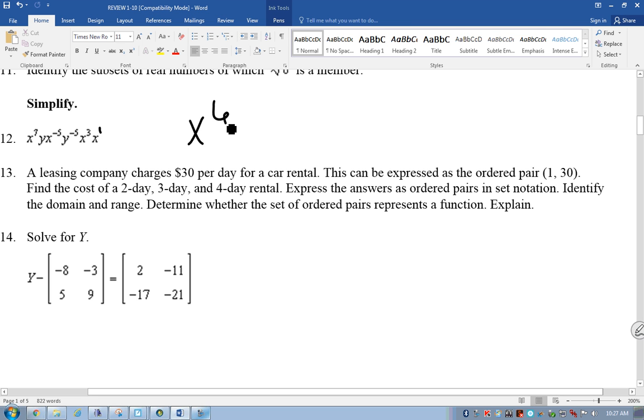We could probably do a better job of showing our work, but we're getting towards the end. I want to just kind of get this. We got y to the 1st. We got y to the negative 5th. That's it. So I'm going to wind up with y to the what? Negative 4th. So I would take x to the 6th over y to the 4th.